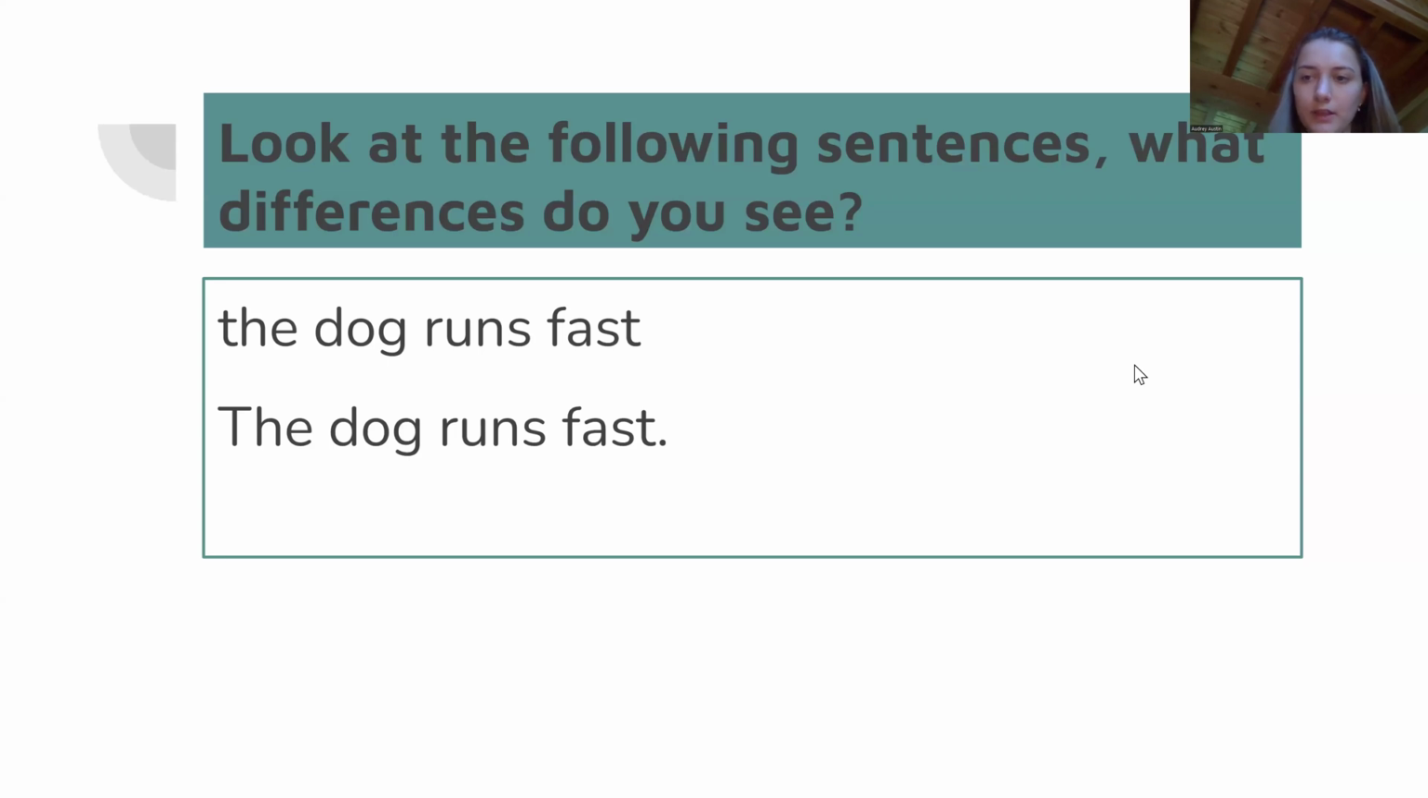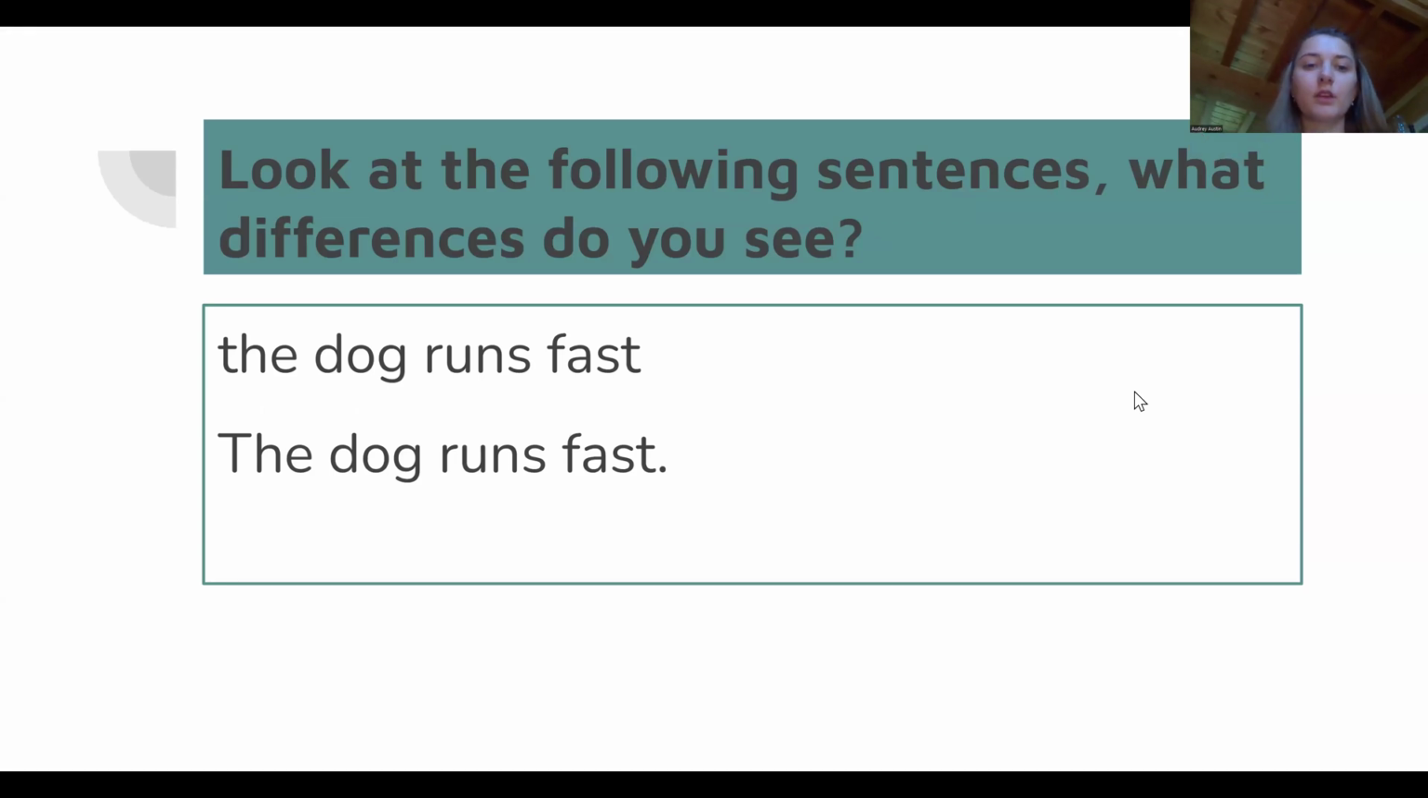The first thing that I want everyone to do is look at the following two sentences and just notice differences that you see. So the first sentence says, the dog runs fast. And the second sentence also says, the dog runs fast. So just take note on a piece of paper or in your head what the difference between these two sentences is. And you can pause the video as well if you need time to do that.